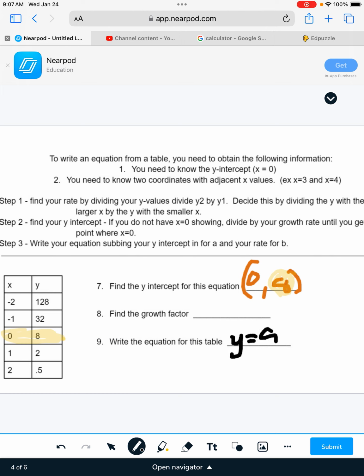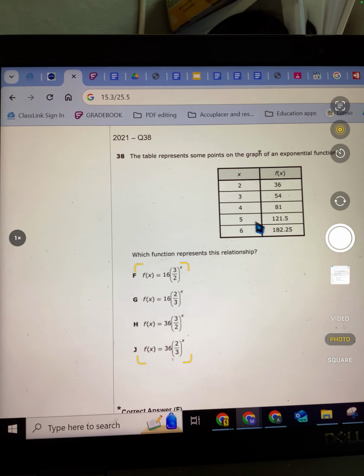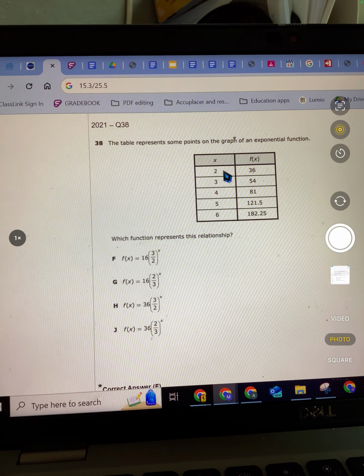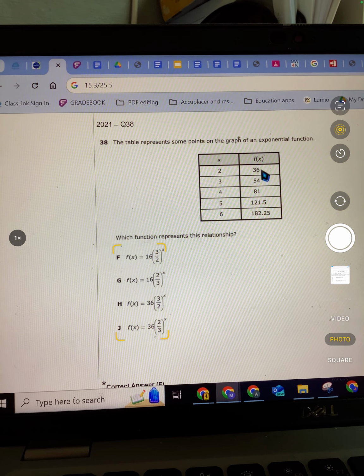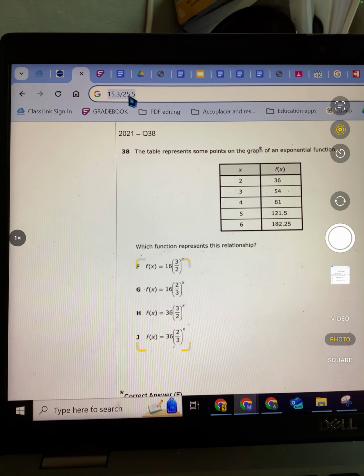Y equals 8 times. Okay, so that's already a hint that I can cross off some of the answers that are given to me on the STAAR. Because believe it or not, if we look at some of these old STAAR questions, I will show you real quick. I'll show you the 2021 version. Give me a second. There we go. Old STAAR question. I don't have an x equals 0 here, but I'm noticing that this 36 and this 54 are next to each other. I don't like that one.